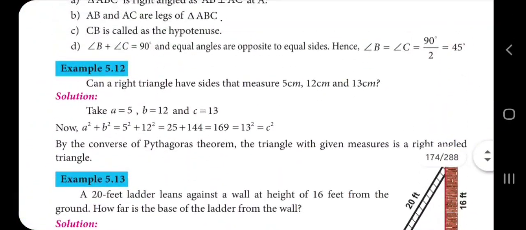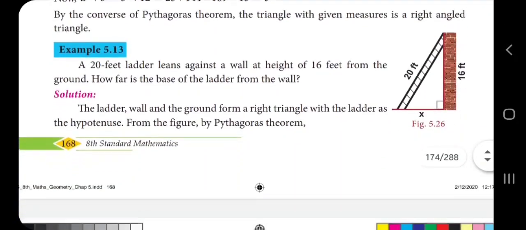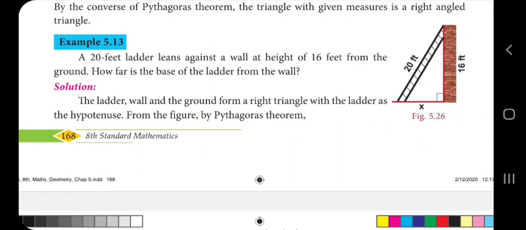Now the example sums are given. You go through the example sums. By using the Pythagoras theorem, we can find the distance or height of a figure or building from the other two sides. If you see this example sum, the length of the ladder is given as 20 feet and the height of the wall is given. We don't know the distance between the ladder and the wall. We can find the distance between the ladder and the wall by using the Pythagoras theorem.